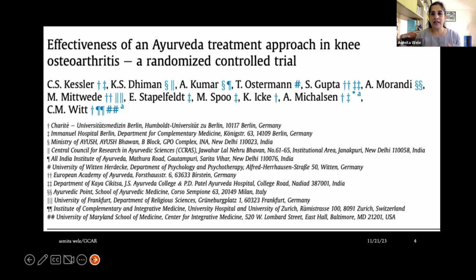And if you see, the project took place, this was a funded project. So this took place from Germany and India. All the best brains came together, and from India also the CCRS was involved. Shivashankar Guptaji from Nadiyad was a part of this particular project, and at that time, Professor Witt was working from all her hats, and she was basically in Germany. Christian Kessler is an avid, if I use the word fan, a very much interested person in Ayurveda, and he has devoted 15 years of his career to Ayurveda, and he presently works from Charité University in Berlin.